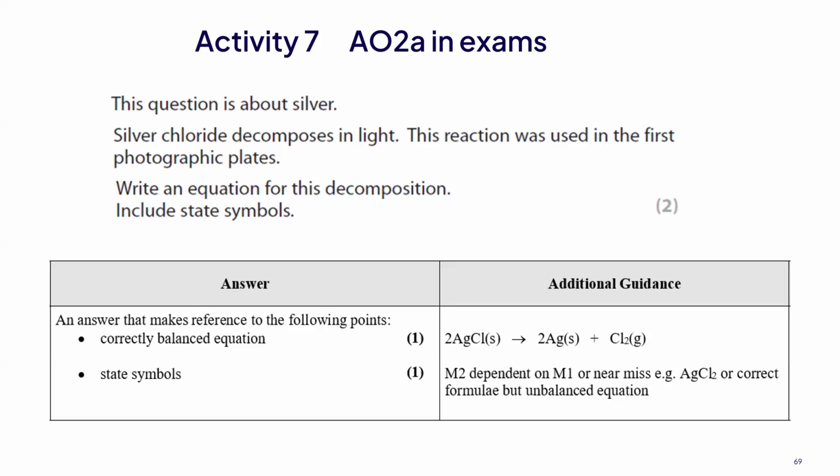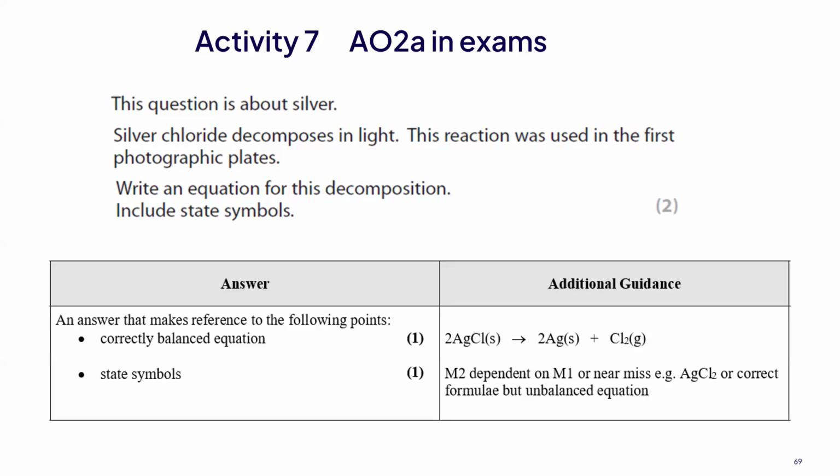Right, now this question is about silver. Silver chloride decomposes in light, and the reaction was first used in photographic plates. All useful information, but doesn't help you answer the question, of course. Write an equation for this decomposition, including state symbols. So what we expect them to write is that equation. We give a mark for a correctly balanced equation, and then for putting down the state symbols.